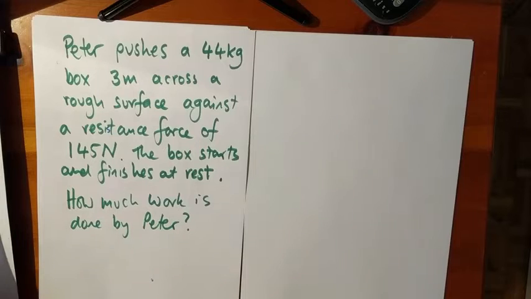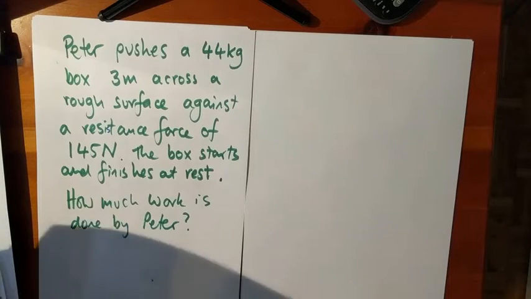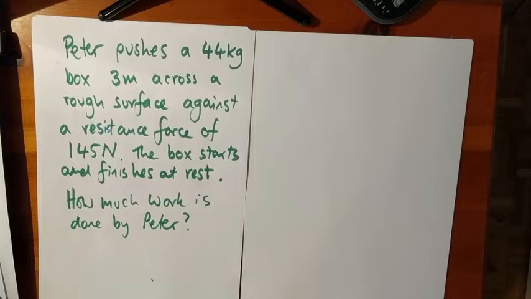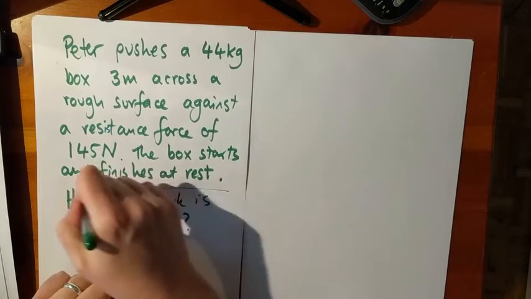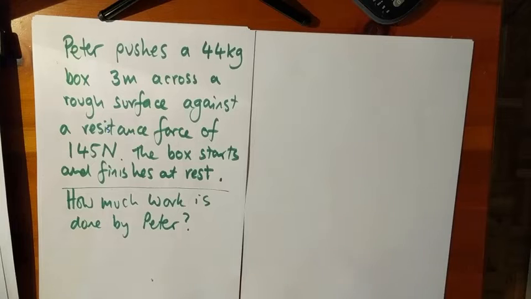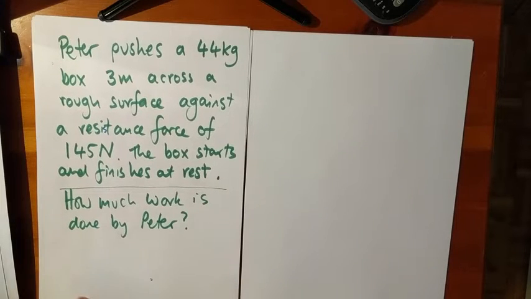So here we've got Peter is pushing a 44 kilogram box 3 meters across a rough surface, and there's resistance involved. So there's resistance on this surface, and the resistance is pushing back at 145 newtons. So Peter is pushing one way, the resistance is pushing in the opposite direction, and the box starts and finishes at rest. And this phrase here is telling you something about the energy involved. So if it starts and finishes at rest, that means the energy at the beginning is nothing, and the energy at the end is nothing.